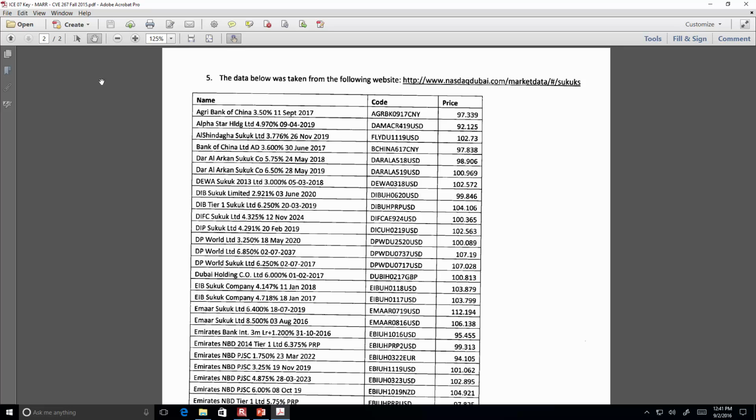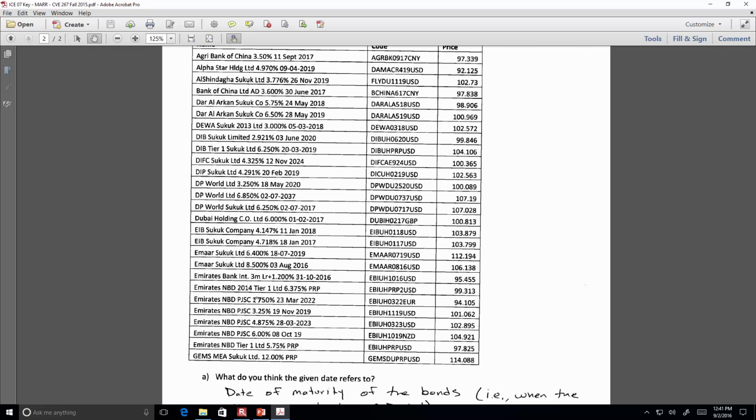Okay, why does a single company, for example, Emirates NBD, which is a bank, the National Bank of Dubai, why does Emirates have so many different interest rates? So, for instance, some of their bonds are priced at this interest rate that's shown here. Some of their bonds are 1.75%, and some of the bonds are paying 6%. So what would you rather have? Would you rather have a bond that's paying 1.7% or one that's paying 6%?